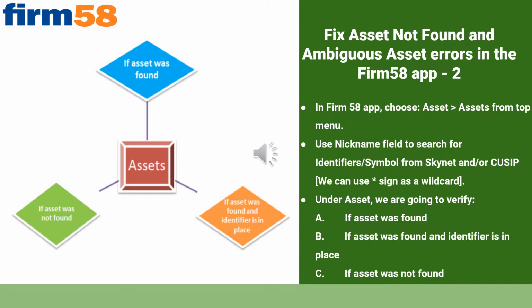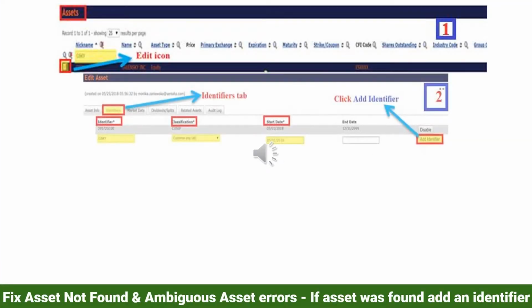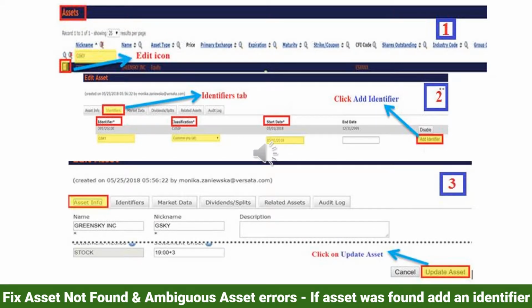Under Asset, we are going to verify 3 things. A, if asset was found. B, if asset was found, an identifier is in place. And C, if asset was not found. If the asset was found, add an identifier.